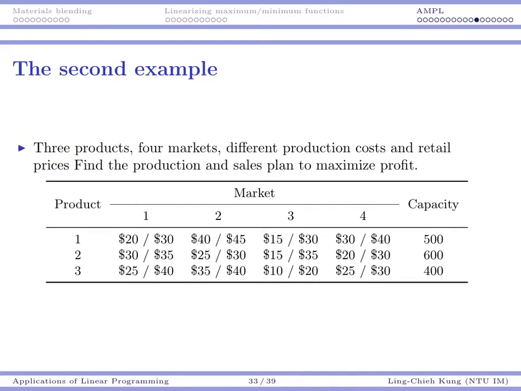Suppose I have 3 products and 4 markets, and I have different production cost and retail price for each product at each market. I want to find a production and a sales plan that can maximize my profit. So the numbers here mean, for product 1, if I sell product 1 in market 1, I have production cost that is 20 per unit and the retail price is 30 per unit, etc. And for product 1, my capacity is 500. That means I can produce at most 500 of product 1.